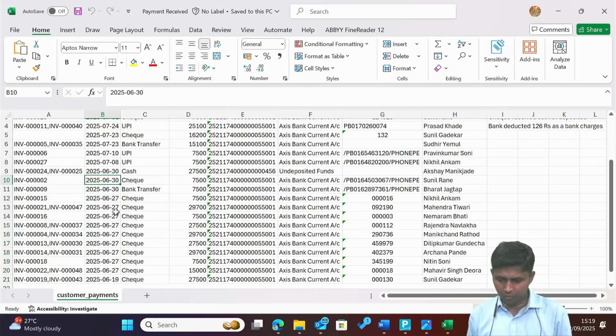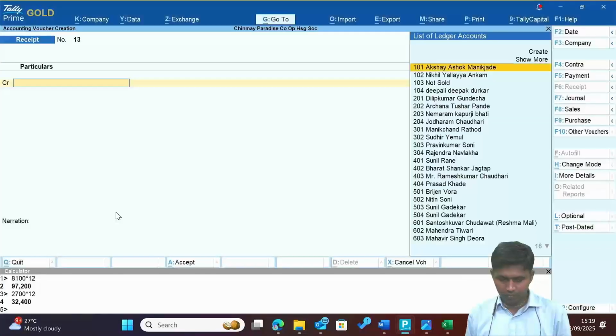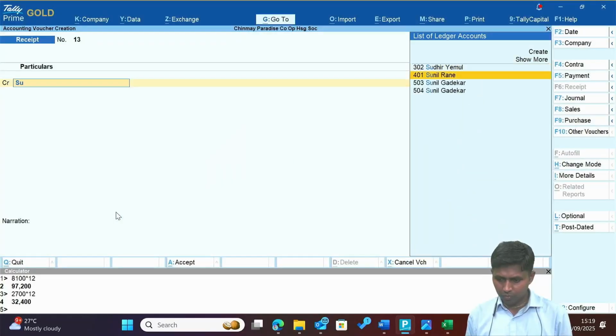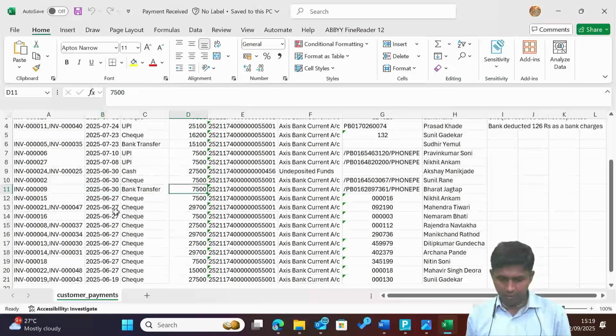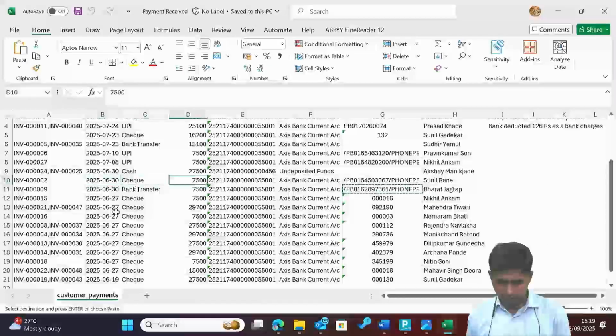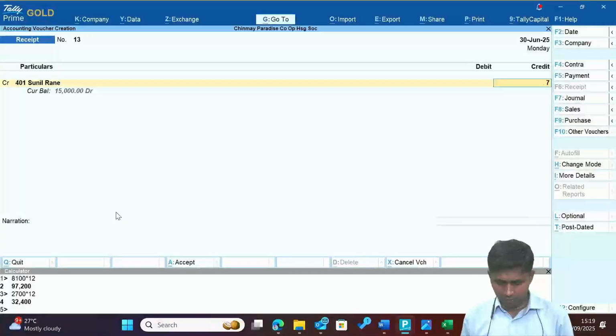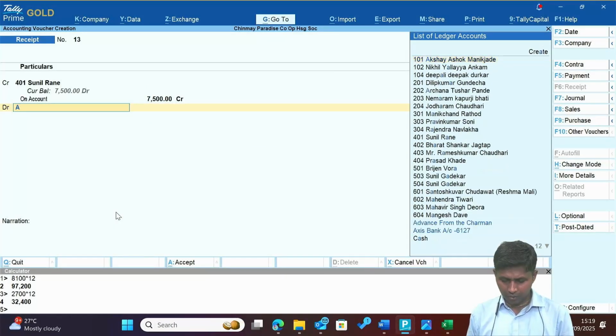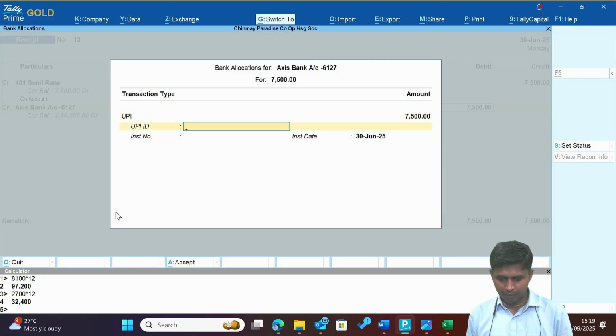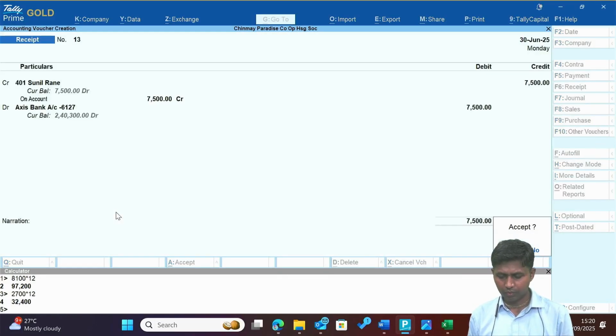Now after this on 30 June we have received from Sunil Rani. Okay, F2 on 30 June. Okay, how much we have received? The 7,500 through bank transfer. The same case of phone pay, and then you can copy this number, 7,500 rupees, 7,500 on account, and then here Access Bank, say UPI, then 30667, enter, accept.